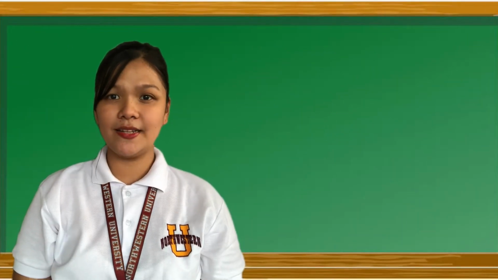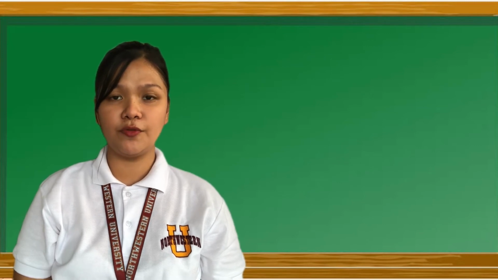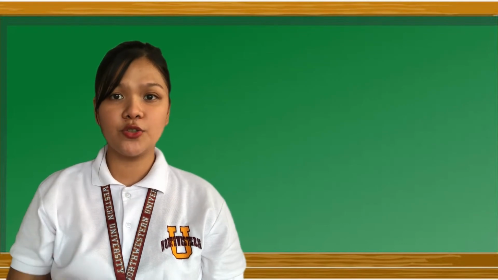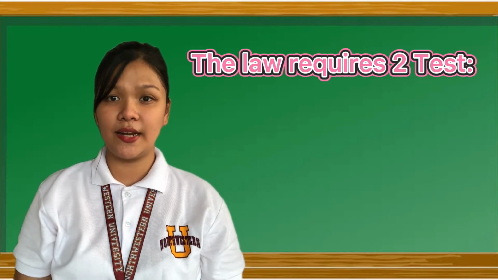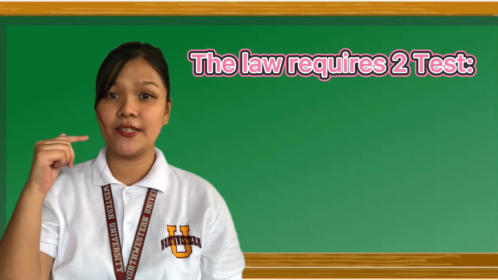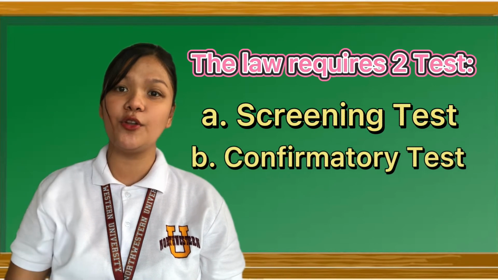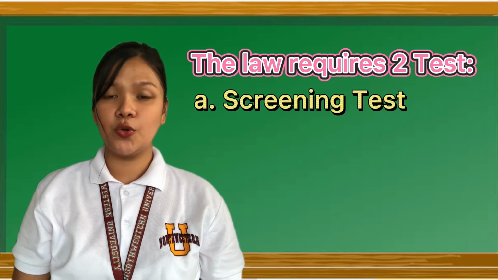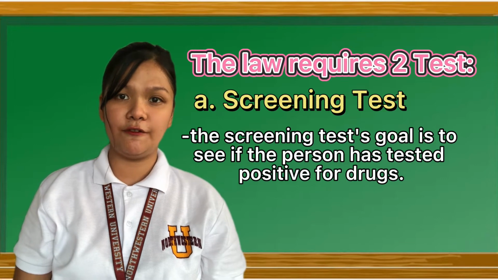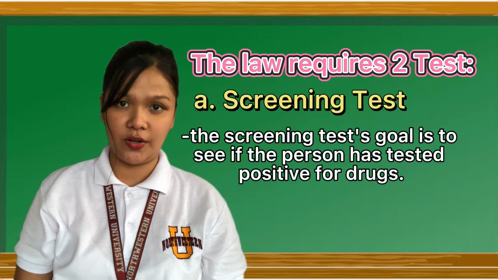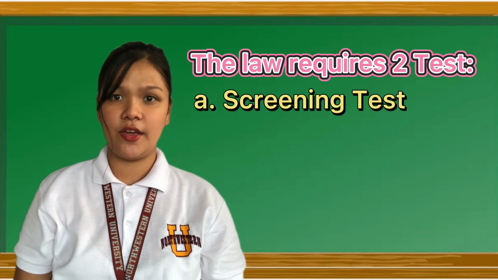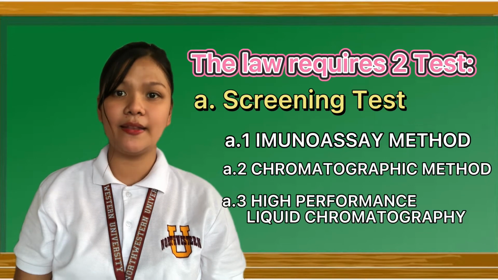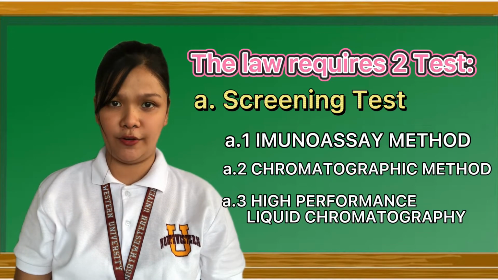So after discussing the legal categories of drugs, let's move on to different types of drug testing methods. So the law requires 2 tests to be performed in case-related drug tests. The first one is the screening tests, and the second one is the confirmatory tests. But I will explain first the screening tests. So the screening test's goal is to see if the person has tested positive for drugs. Under the screening test, there is what you call the immunoassay method, chromatography method, and the high-performance liquid chromatography.